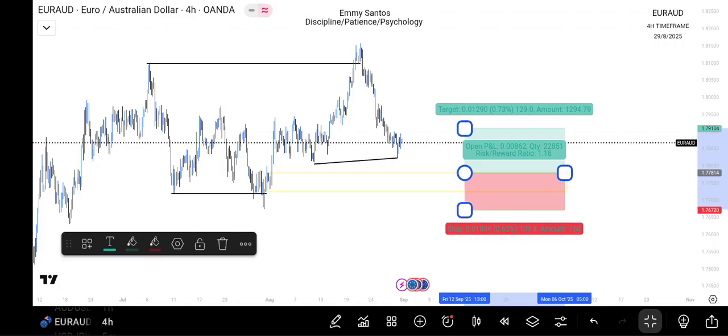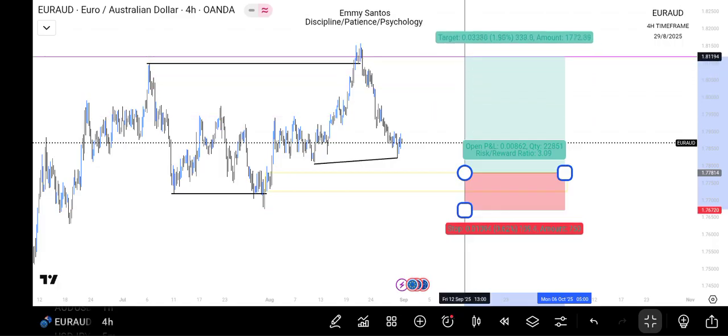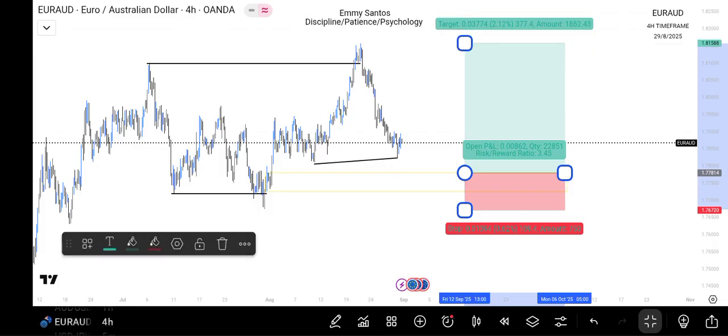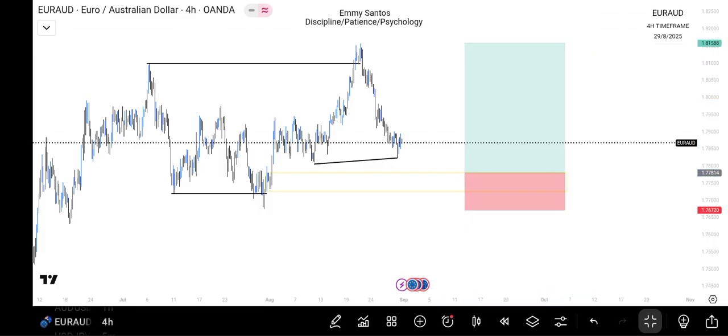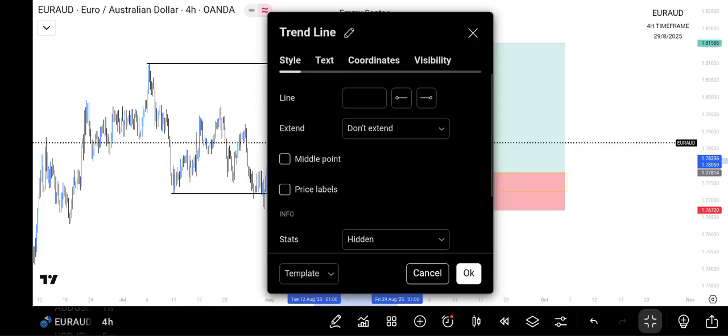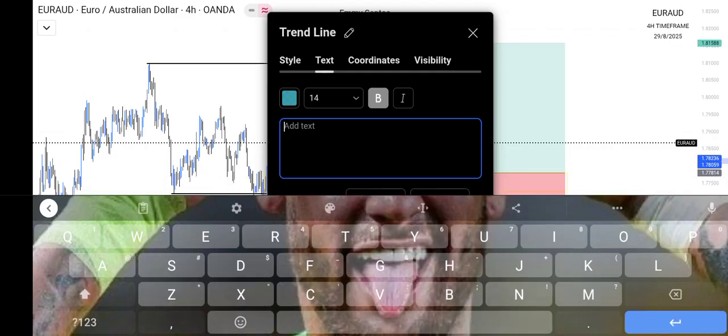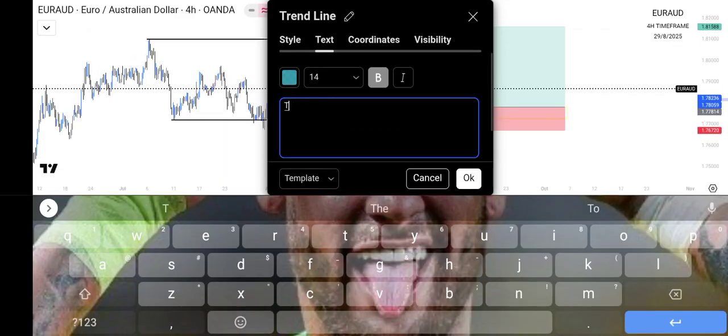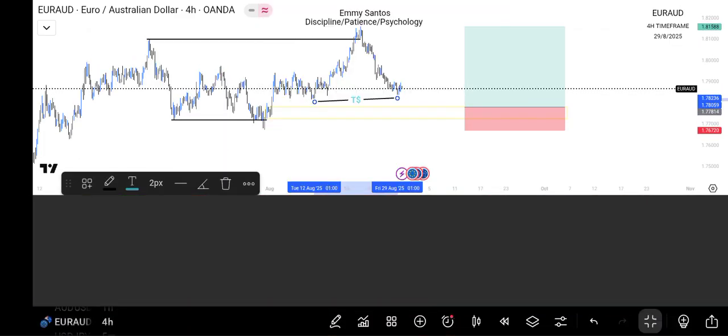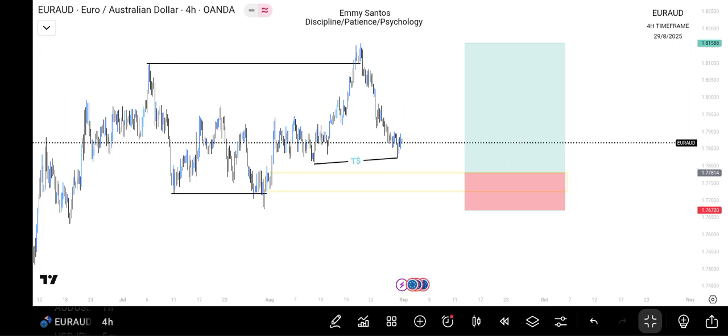After waiting for confirmation, look at my entry and my exit. This is exactly what I'm waiting for. This is a trend line inducement or liquidity, whatever I want to call it. This is my trend line liquidity. So it is a very good trade, at least if you catch this one to be out.